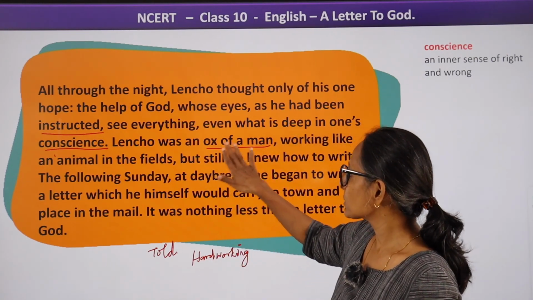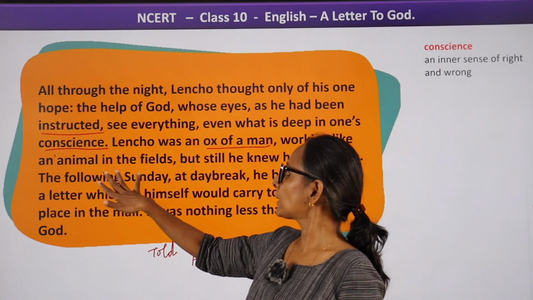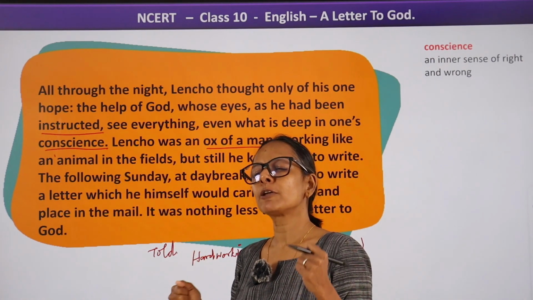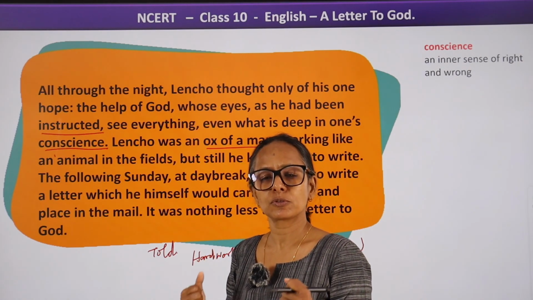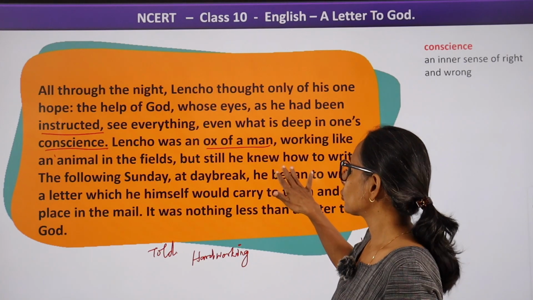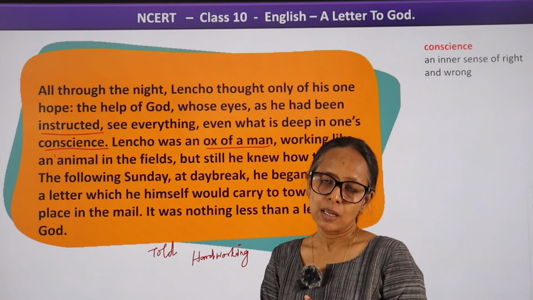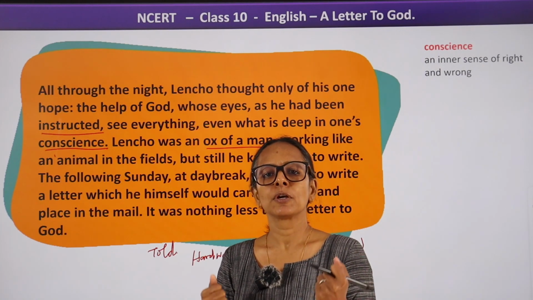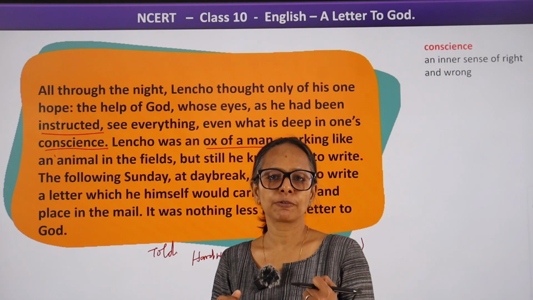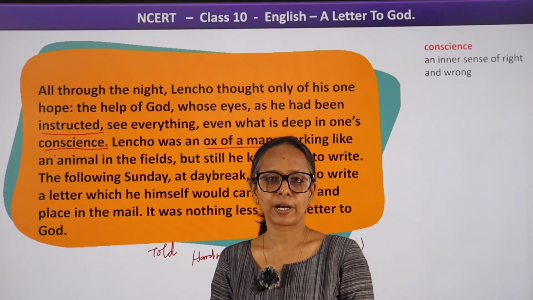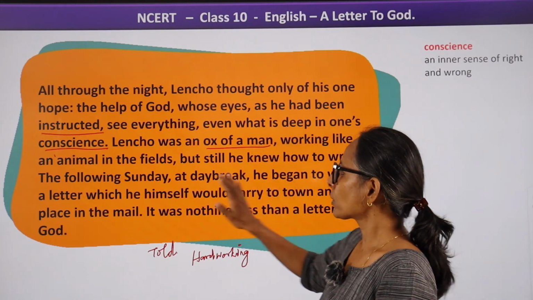Lencho was an ox of a man, working like an animal in the fields. He works so strong, so much like an animal, but still he knew how to write. He was a farmer. He works very hard and for long durations in the fields like an animal. Still, he knew how to write and read. So, what did he do?